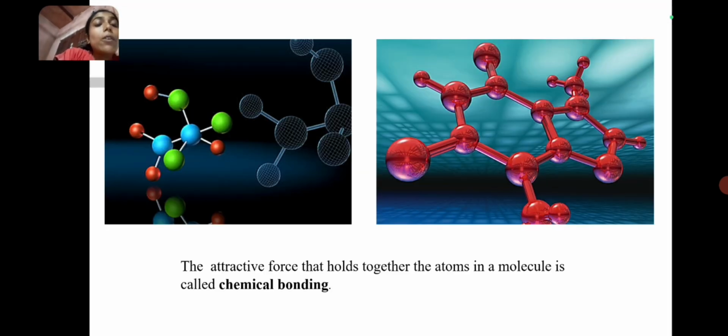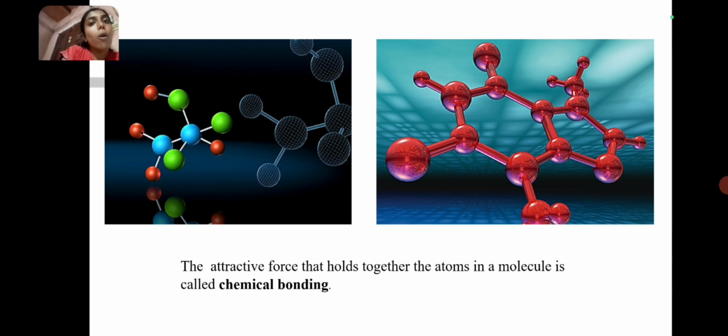We have already studied that atoms combine to form molecules in order to attain stability. The attractive force that holds the atoms together in a molecule is known as chemical bonding. Except for the noble gases, all other atoms participate in chemical bonding in order to attain stability. All atoms try to attain an octet electronic configuration in the outermost shell to become stable, so they combine with other atoms, or sometimes with the same atoms, in order to attain stability.